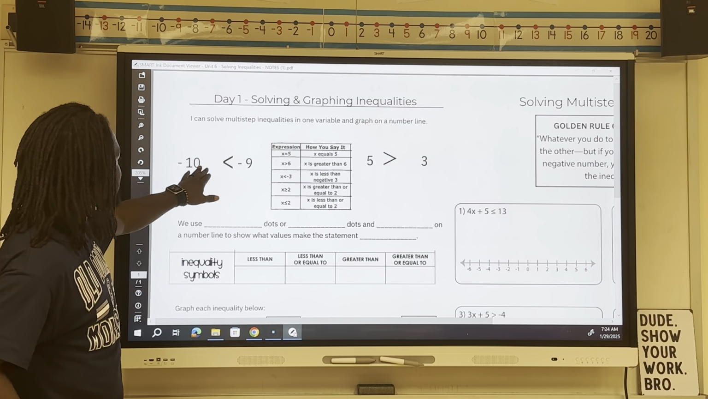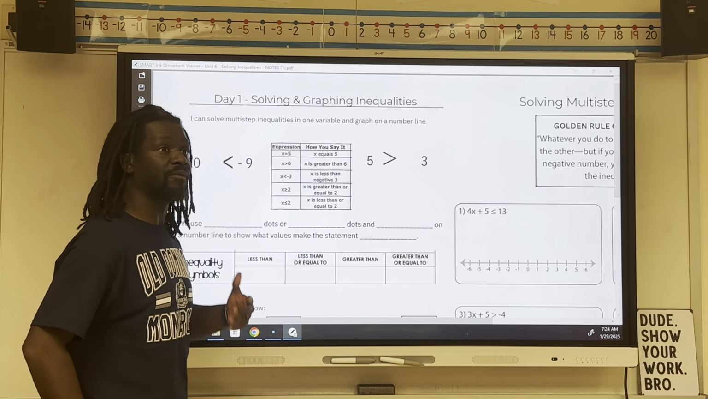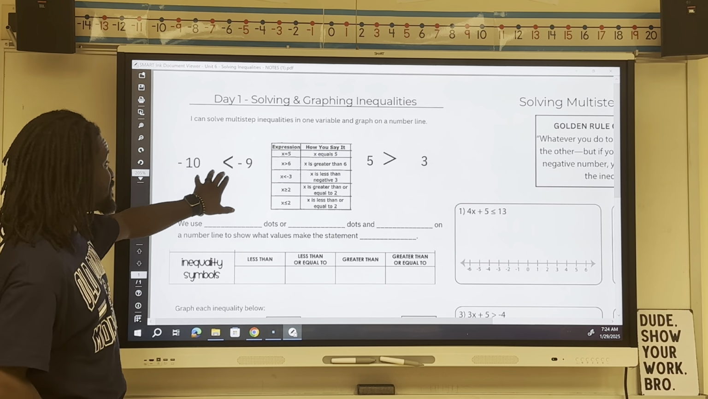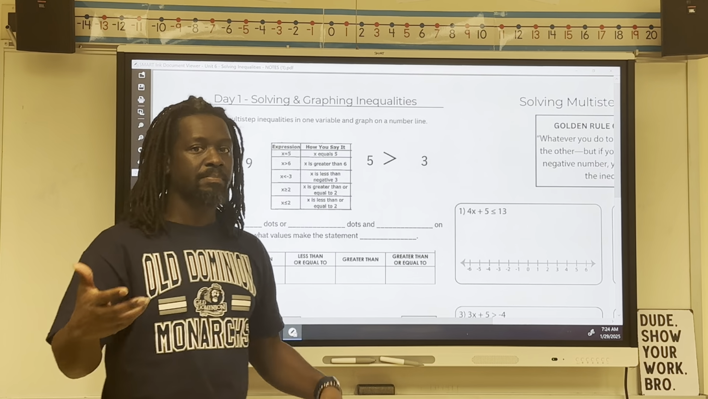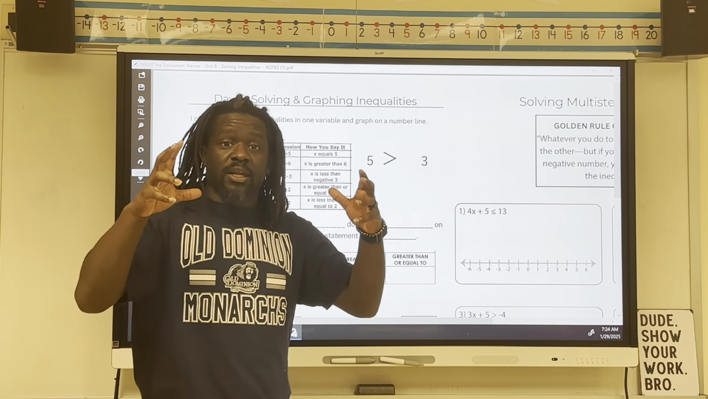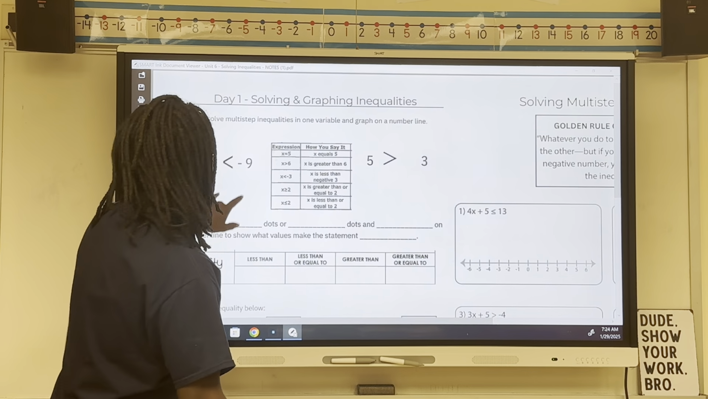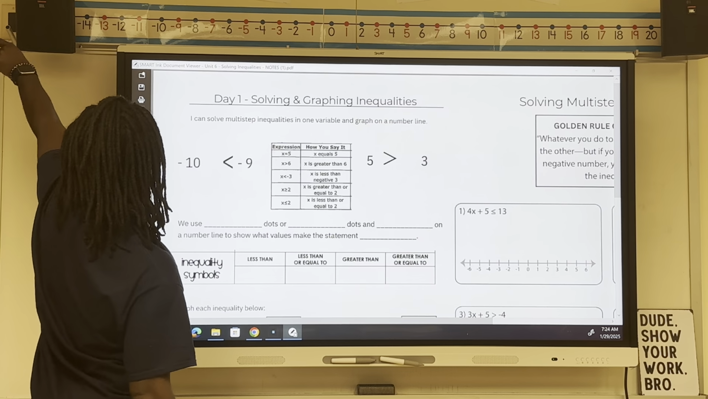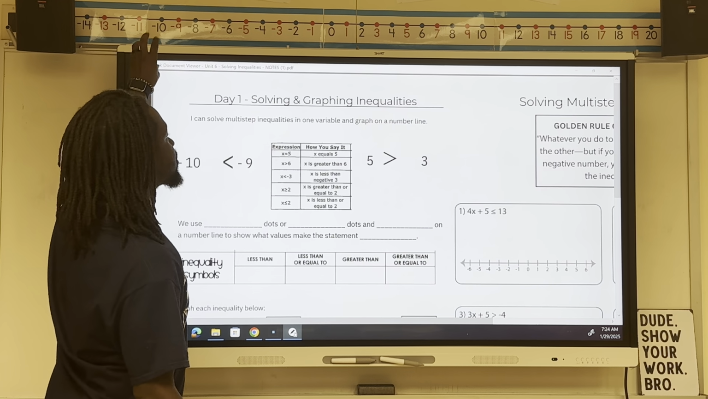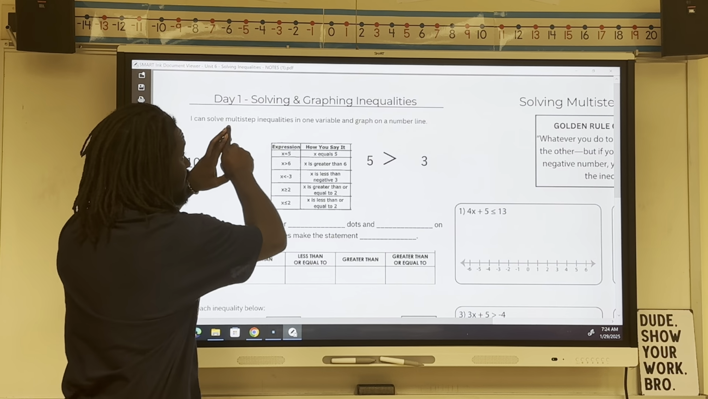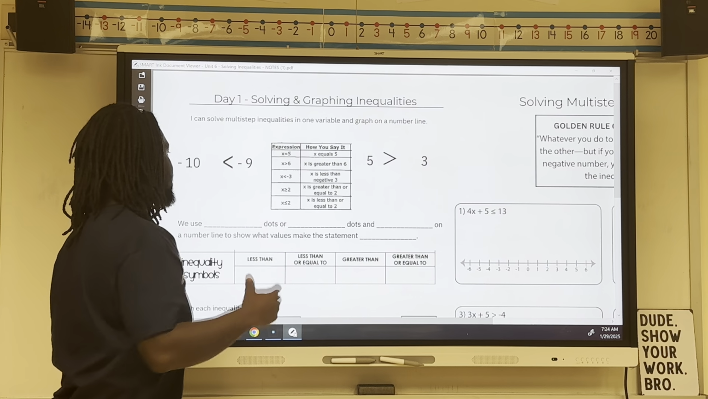This says -10 is less than -9. Well, you might be thinking, isn't -10 bigger than -9? Well, you have to remember, when you are dealing with negatives, the bigger the negative number is, the smaller the number. In other words, if I'm looking at my number line, the more negative, the further away I am from 0, the smaller my numbers are getting. So as I'm moving to the left, I'm getting smaller. As I'm moving to the right, I am getting larger.